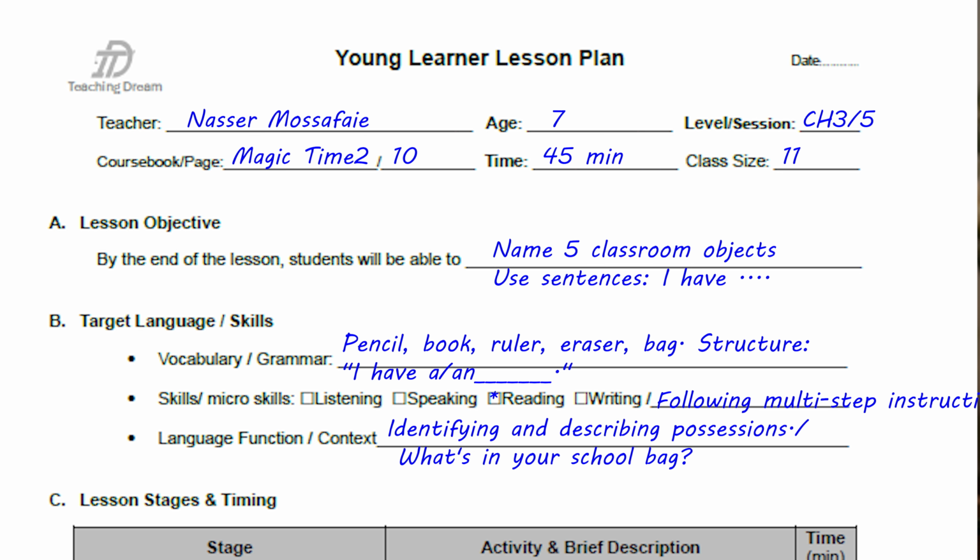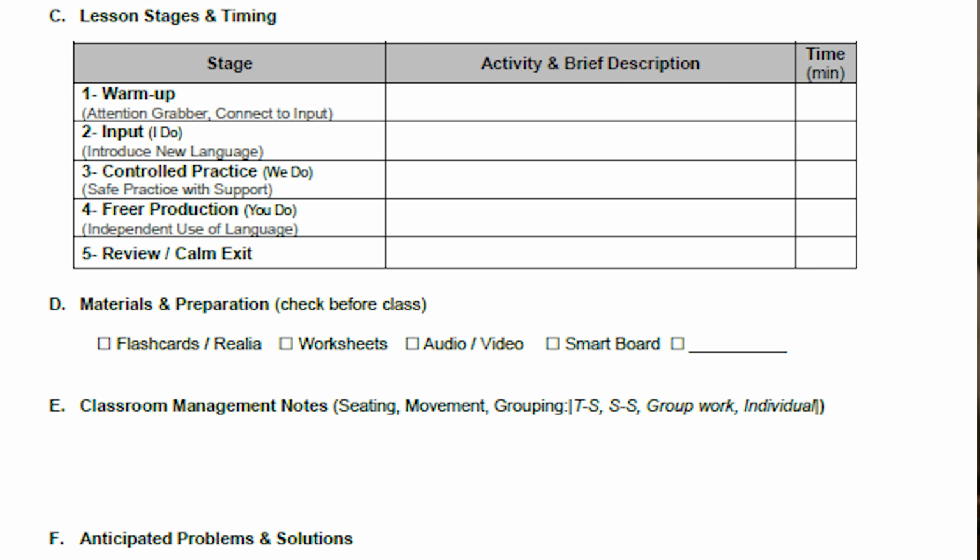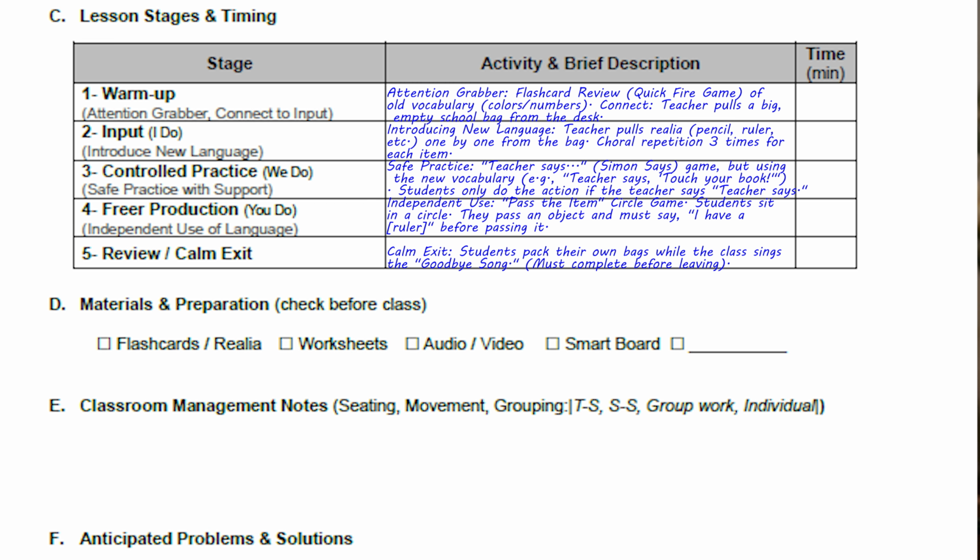The lesson stage table is the most important part. Our flow follows the reliable 5-step shape. We spend 8 minutes on input, showing real objects like a real pencil, but we spend 15 minutes on the freer production, the you-do stage. Why? Because that's where they use the language independently in the pass-the-item circle game. That is our biggest block of time because that's the point of the lesson.